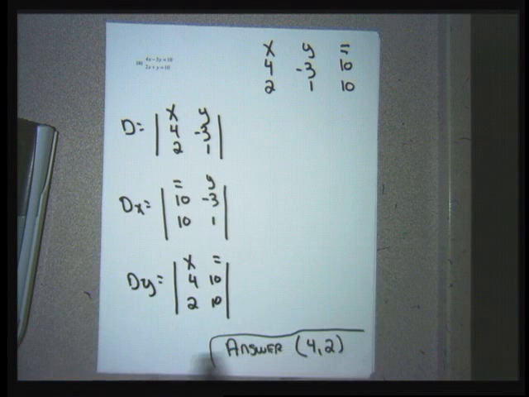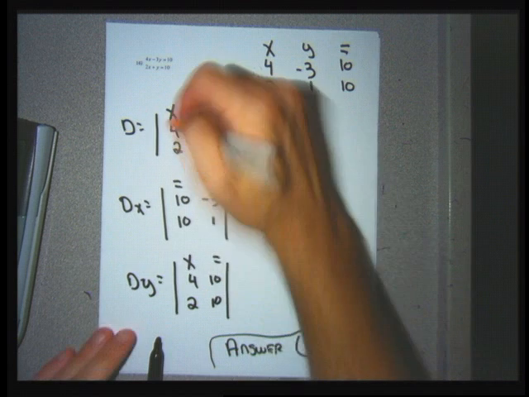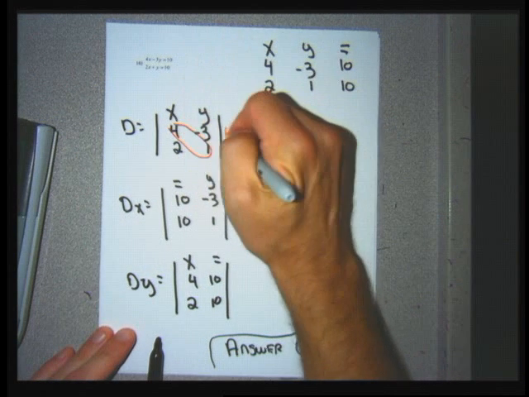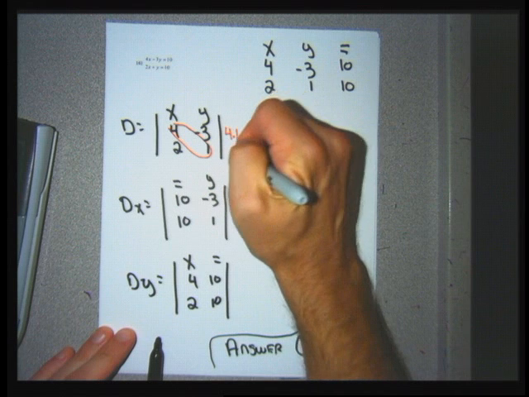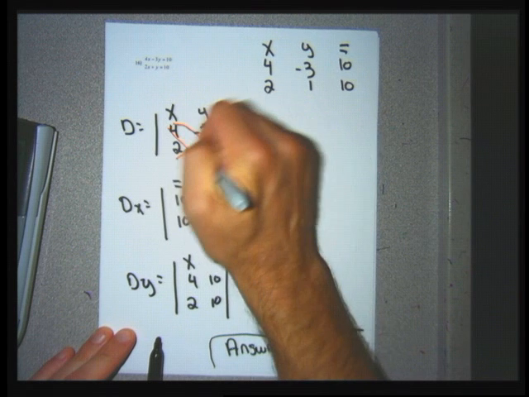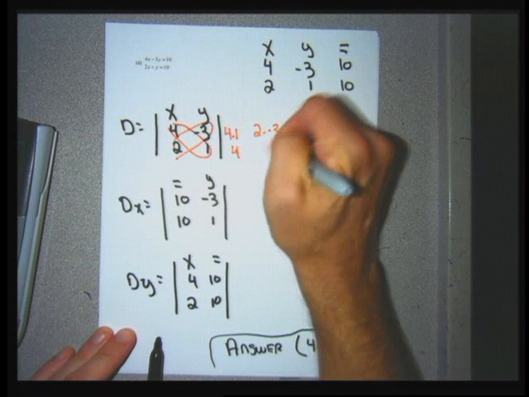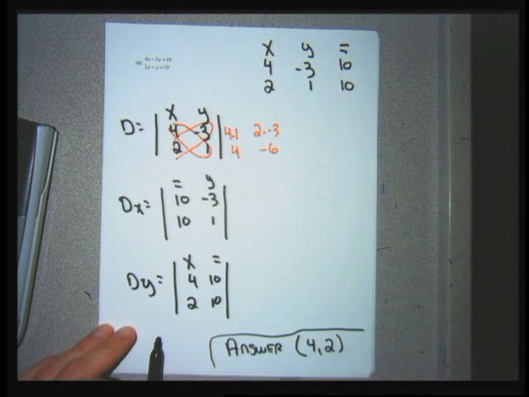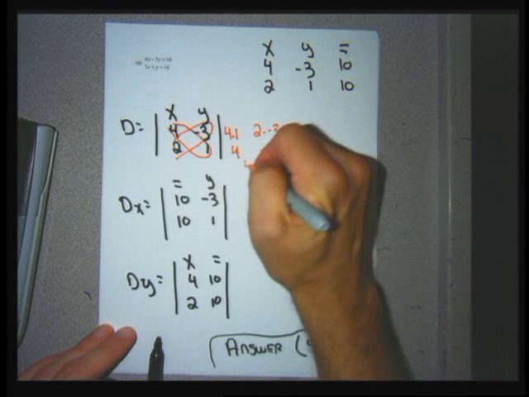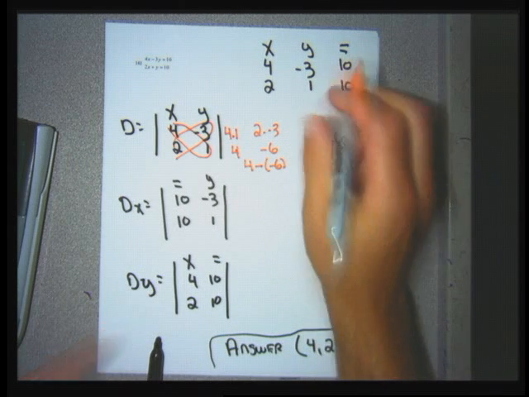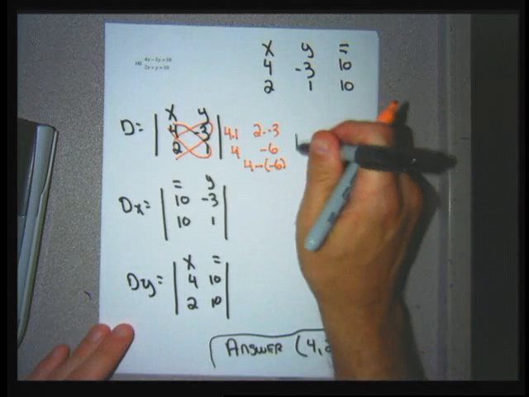If I wanted to do these determinants by hand, it's just not that hard. I'd multiply this down, 4 times 1, and get 4. Multiply this up, 2 times -3, and get -6. And I'd subtract those numbers. So I'm going to go 4 minus a -6. That double negative goes positive. The D is going to equal 10.